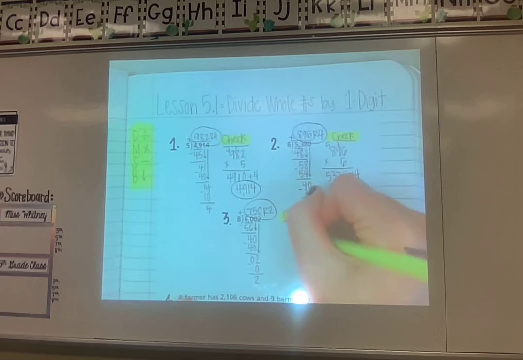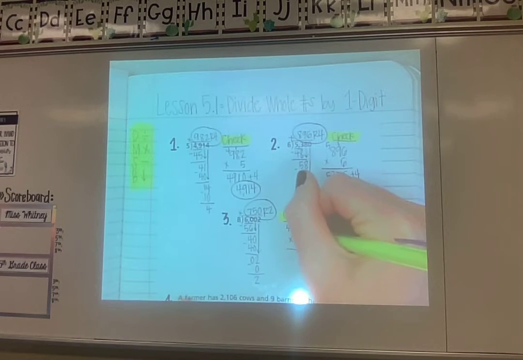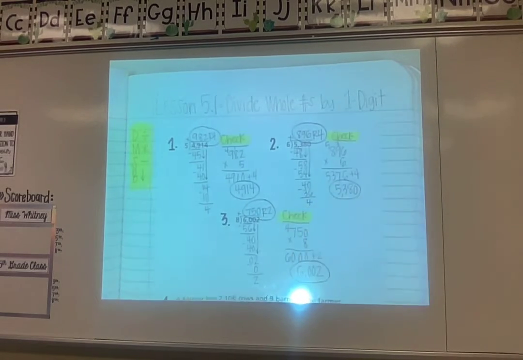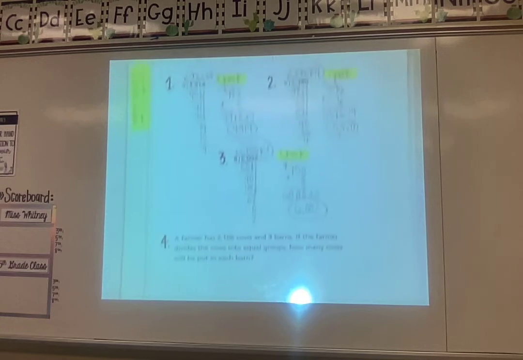So 750 times 8. 8 times 0 is 0. 8 times 5 is 40, so put my 0, carry my 4. 8 times 7 is 56, plus 4 more is 60, and then I had a remainder of 2, so add 2 more onto that. 6002, which is exactly what I started with, so I know I got that one correct as well. If they didn't match up, I would go back and work through it again. All right, we have a couple of word problems here.